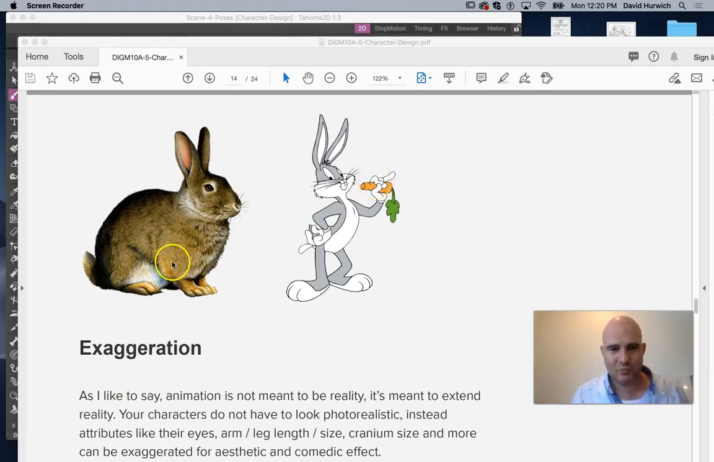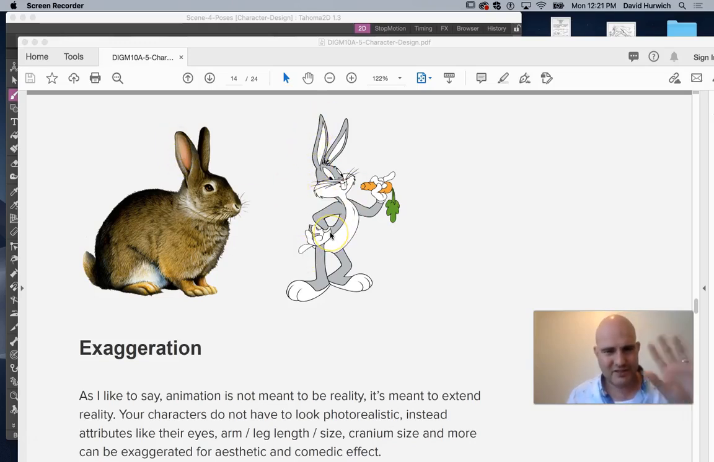Bugs Bunny doesn't really look like a bunny. It has features of a bunny. It has fur and ears and whatnot and bigger feet. But this is much more of an exaggeration. This is actually closer to a human stance than a bunny stance, right? It's not quite 8 heads high or anything, but here's the head, the ears are much more elongated.